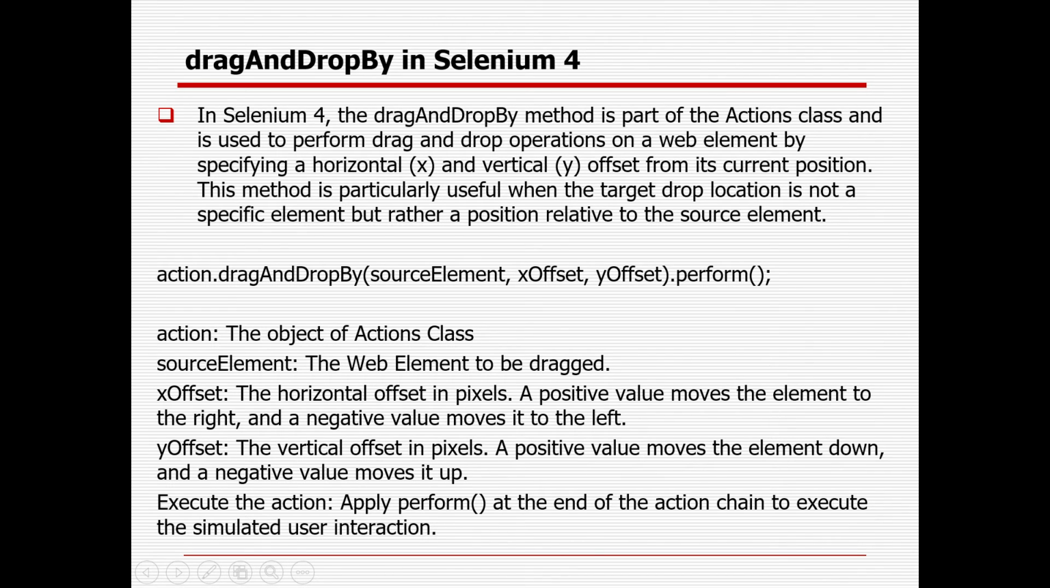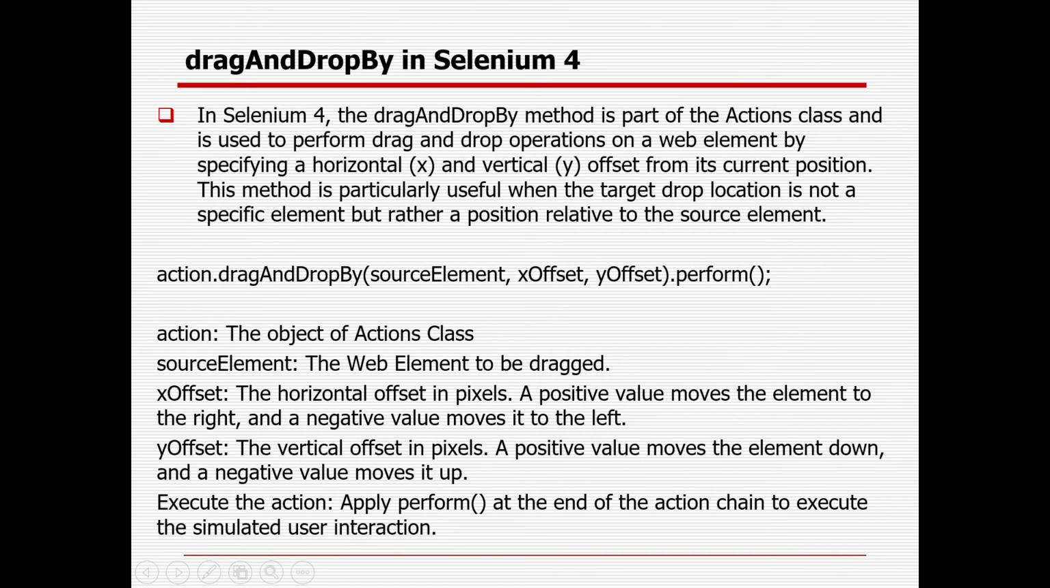Action is nothing but the object or instance we are creating for the actions class. Source element means we need to identify the source element which you need to just drag and drop by certain pixels, and x offset is the horizontal offset in pixel. A positive value moves the element to the right side and a negative value moves the element to the left side. Y offset is the vertical offset in pixel. A positive value moves the element down and a negative value moves the element up.